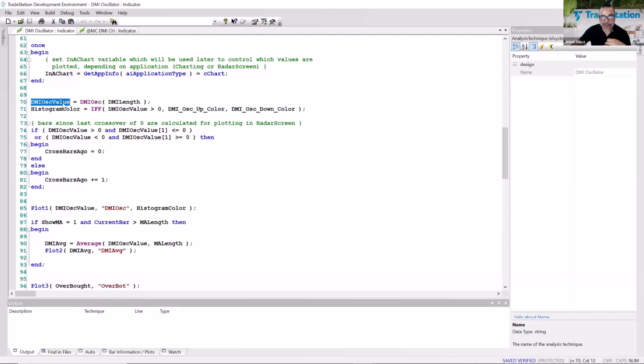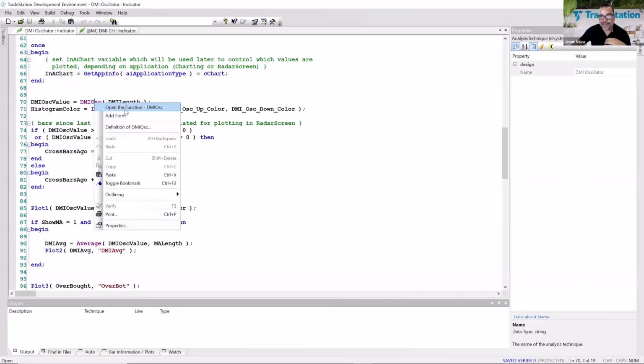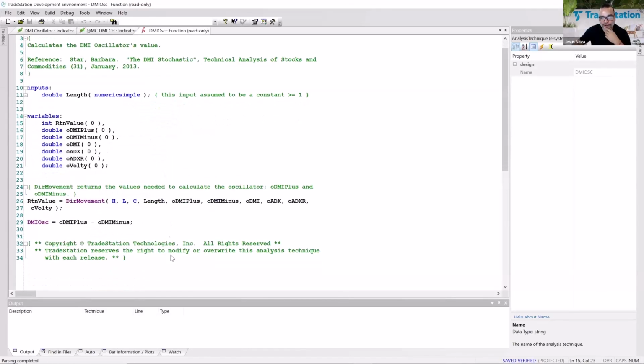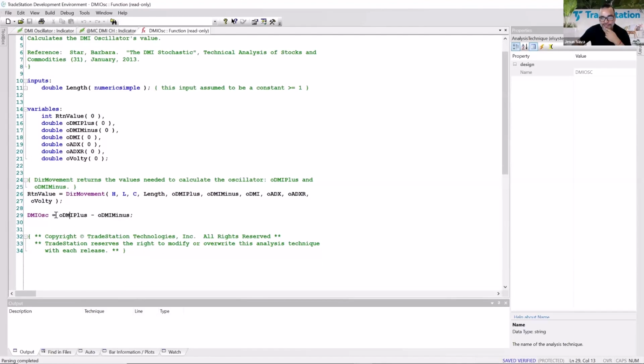This DMI oscillator value references a function, which is the DMI oscillator. But if I right click and open up the function, you can see the function is just this: DMI plus minus DMI minus. The exact mathematical formula we talked about, the difference between those two lines, and that's exactly what's being plotted.